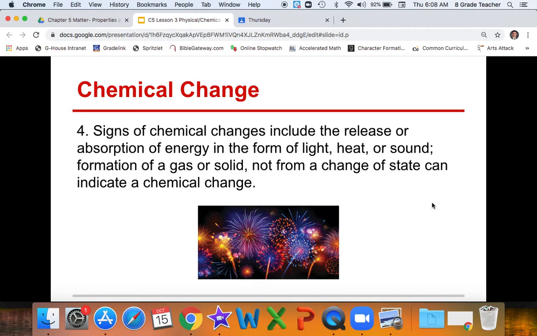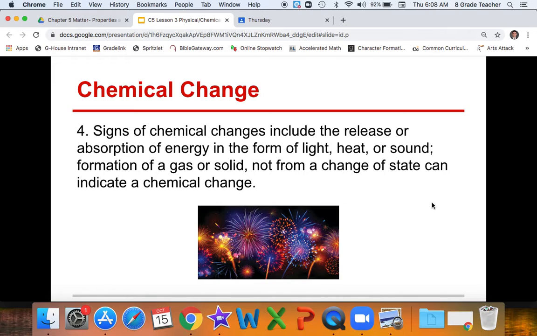Another sign that indicates a chemical change is the formation of a gas or a solid that is not the result of the change of state. The best example I have for this is a firework. When the firework is lit and explodes, you've got this combustibility or flammability that interacts with the powder that's inside the firework. It makes a sound, a boom, it lights up, and it's hot, so it's giving off heat, light, and sound. All three are examples of something that's indicating a chemical change.